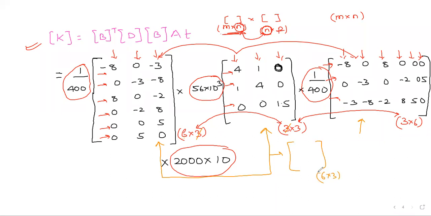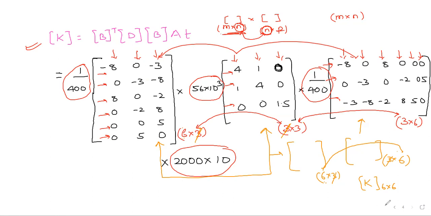How do I know that is going to be 6 by 3? Because these two are going to cancel out. What is remaining? 6 from here, 3 from here. So 6 by 3. Then you multiply this with this matrix, which is of size 3 by 6. Again, this will cancel out. So what will be our final stiffness matrix? You can see 6 from here, 6 from here. The final stiffness matrix is going to be of size 6 by 6.